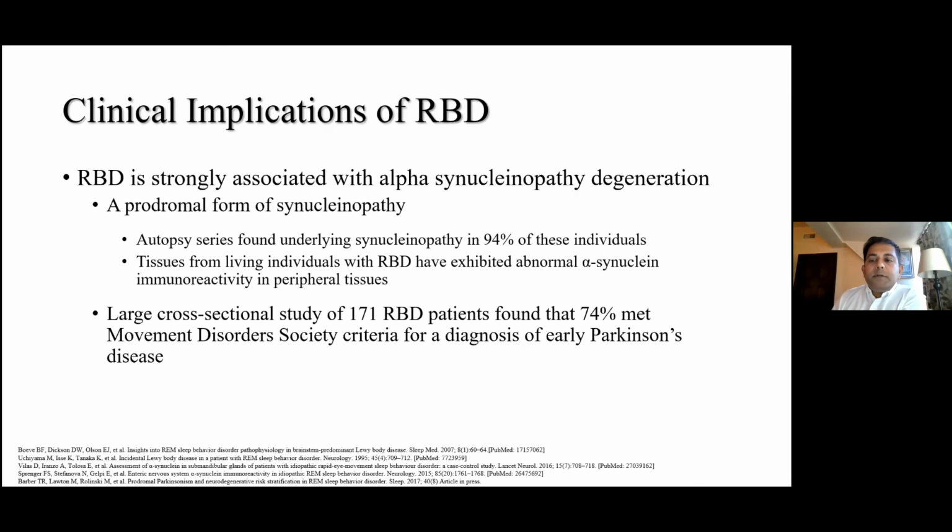An autopsy series of individuals with RBD found underlying synucleinopathy in 94% of these individuals. Even tissues such as skin biopsies that are being performed now, that Dr. Evidente performs, from living individuals with RBD have demonstrated the presence of abnormal alpha-synuclein protein, suggesting that RBD itself is a synucleinopathy that can occur many years before Parkinson's or the other conditions develop. A large cross-sectional study of 171 RBD patients also found that 74% met Movement Disorder Society criteria for a diagnosis of early Parkinson's disease.